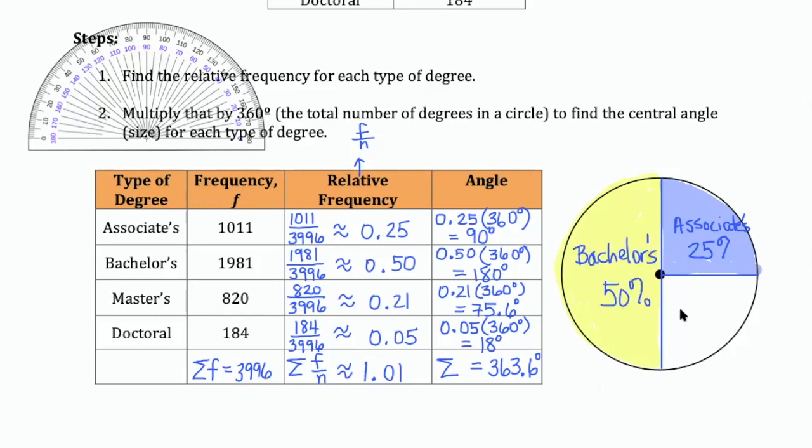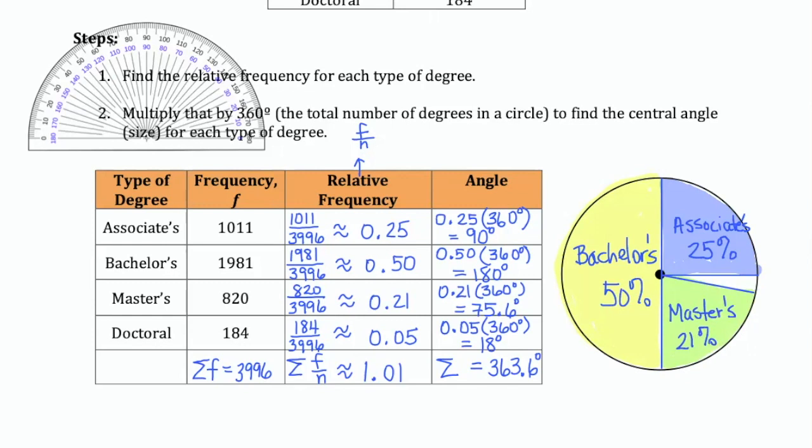Now, master's degree is supposed to be 21%, and if you're not relying on a protractor, you want to aim to be as accurate as you can. So 21 is going to be most of this last section. This section is 25%, so I'm going to do something like that. I can color in that section. This is master's degrees, which is 21%.